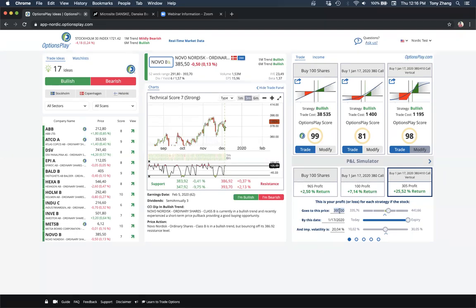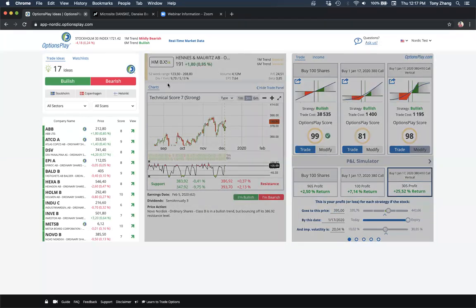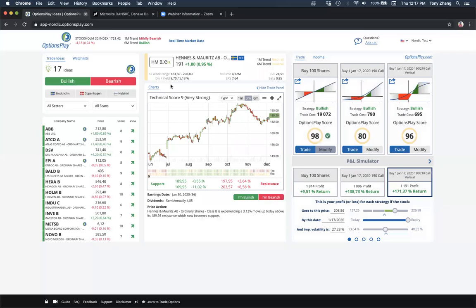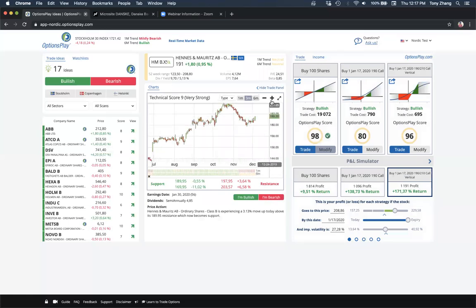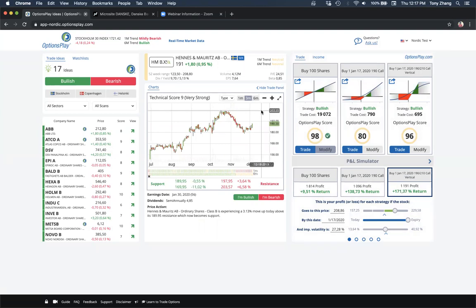Now, let's go through a couple of examples. Looks like someone wanted to look at H&M and they're bullish on it. So let's take a look at H&M, trading at 191 crowns. Let's say we believe this stock is going to rally back up to its 52-week high around 208 or so. Great. This reports earnings on January 30th, which is okay. So we're looking at buying 100 shares of this stock, which is 19,000 crowns, or 790 crowns to buy a January 190 call option, which is the at-the-money call option.